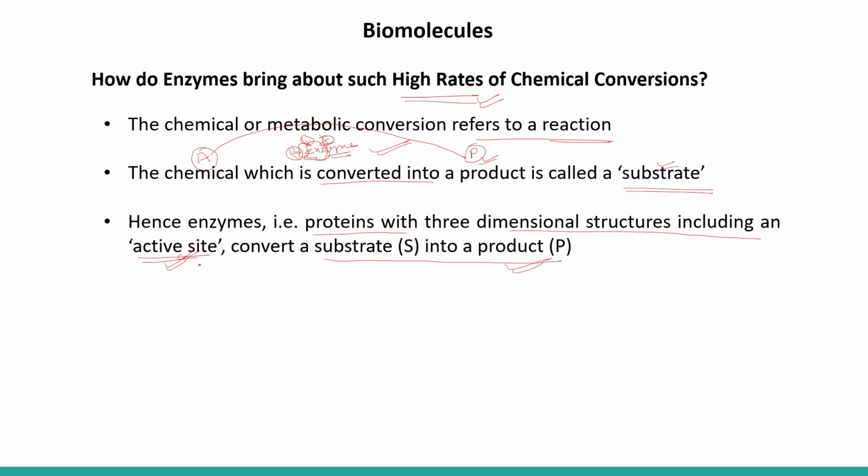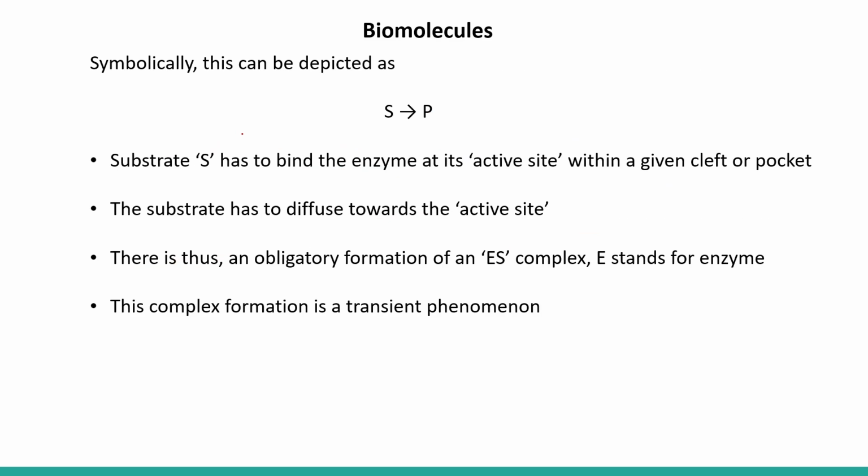So where are these active sites present? Active sites are present on the enzymes, in the three-dimensional structure, and the three-dimensional structure is formed by tertiary conformation of the proteins. Symbolically, this can be depicted as substrate changing to product. Substrate S has to bind the enzyme at its active sites.